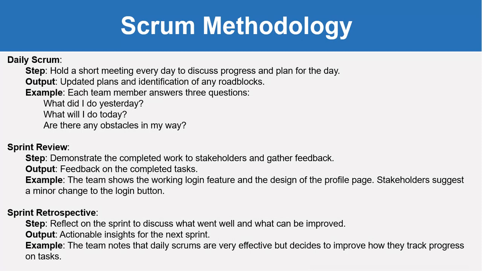Then the daily scrum, in which we hold a short meeting every day to discuss progress and plan for the day. The output is updated plans and identification of any roadblocks. For example, each team member answers 3 questions: what did I do yesterday, what will I do today, and are there any obstacles and showstoppers in my way.